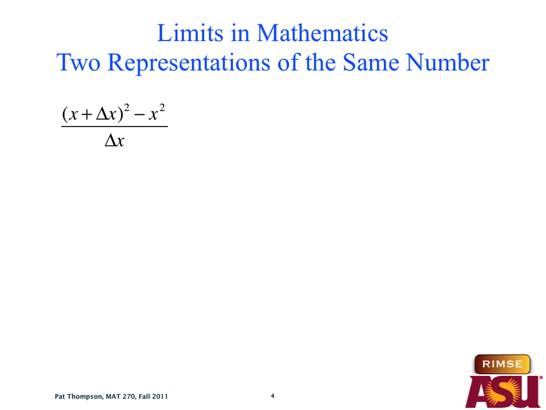Now let's just do a little algebra. If we expand (x plus delta x) squared, this is what we get. What we can see is that this x squared and that x squared, when we do the algebra, we get zero. So what we end up with is 2x plus delta x. So when we were calculating the average rate of change over this interval, this in effect is the number that we were getting, 2x plus delta x.